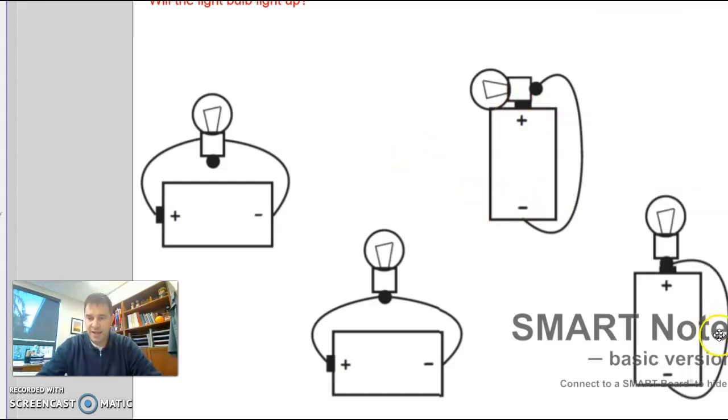And then finally, this last one we said would not work. You can see the wire coming out to the side here. The one thing that we would need to change is move that wire up to the side, so it's coming into the side of the light bulb through the base and back into the battery.